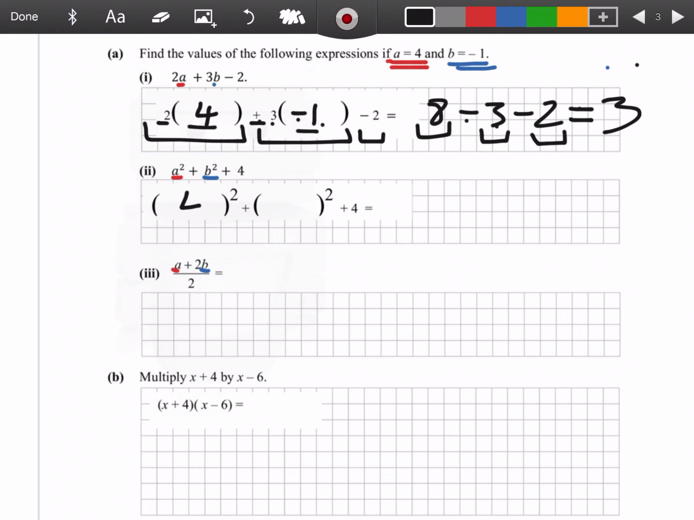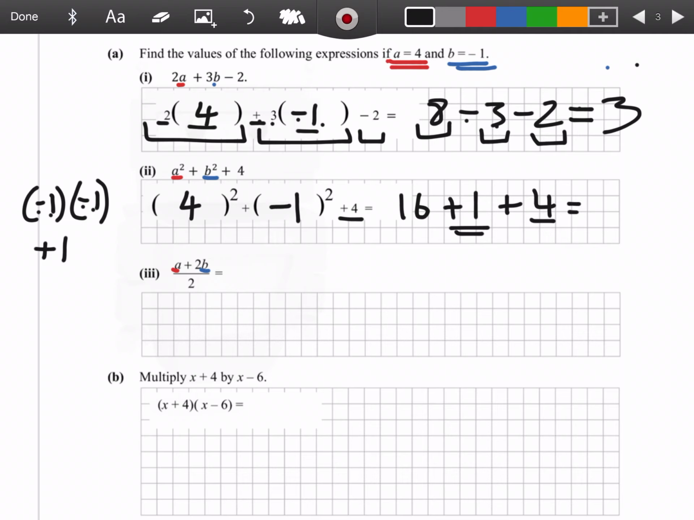Again, same thing, I'm just filling in all my values. A is 4. B is minus 1. So I substitute in, I do each part. 4 squared is 16. Minus 1 squared is plus 1. Okay, so think about it. I'm doing minus 1 squared, which is minus 1 by minus 1. So minus by minus gives me plus, and 1 times 1 gives me 1. So that's why I've got plus 1 in there. And then I add 4 again, because I'm just carrying that over. So 16 plus 1 is 17. 17 plus 4 is 21.